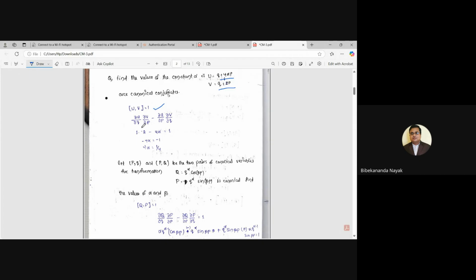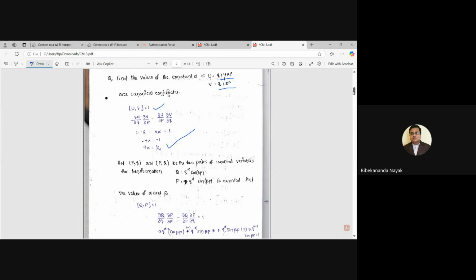You have to use the formula: del u by del q, del v by del p, minus del u by del p, del v by del q. Here there is only one set of variables. Generally the question asks for one set of variables. If you put u and v, we found del u by del q is 1, del u by del p is 4 alpha, del v by del p is 2, del v by del q is 1. So alpha is equal to 1 by 4. If it is canonical conjugate, alpha should be 1 by 4.